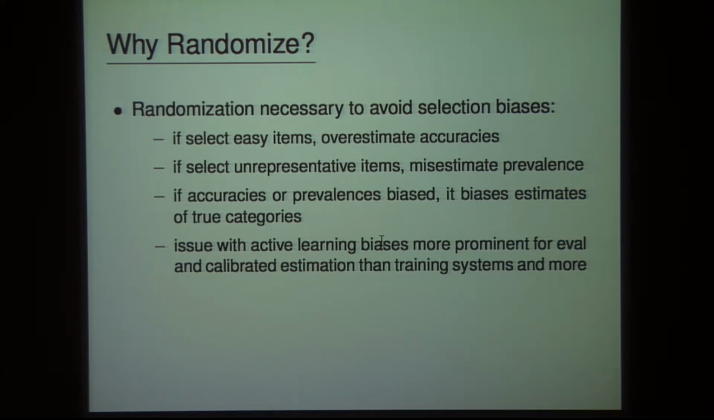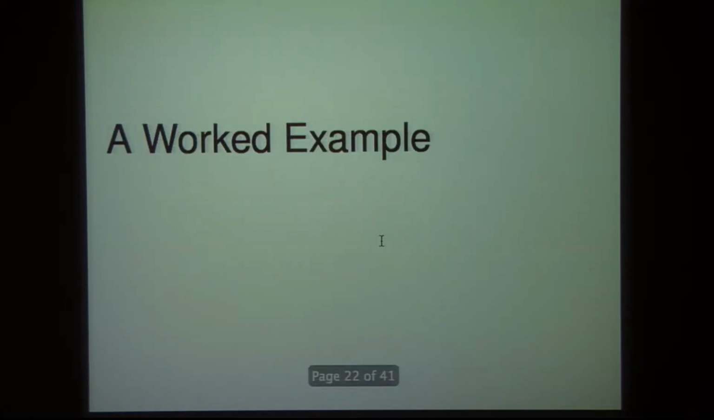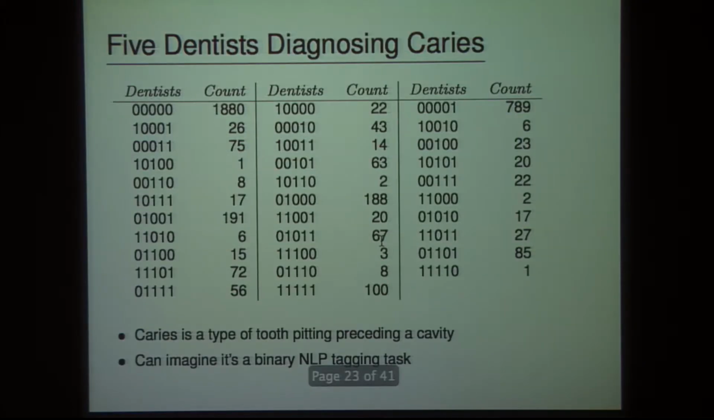If we select unrepresentative items in other ways, we're going to misestimate the prevalence, and so forth. So let me go through more of a worked example here of how the whole thing works end to end. This is from a data set that was collected in the 80s of 5 different dentists diagnosing a condition called caries.